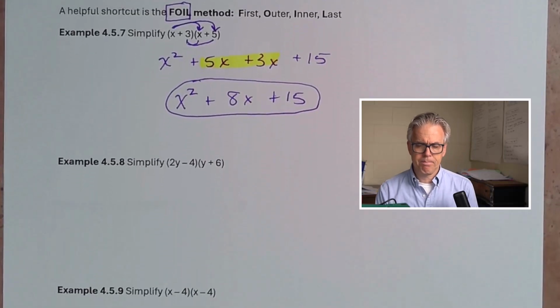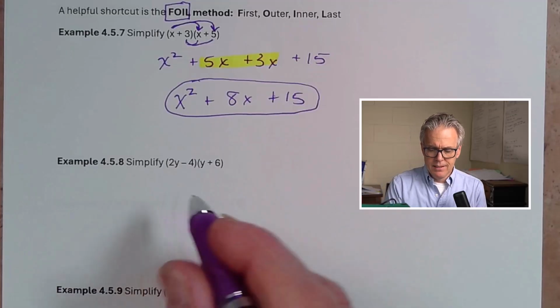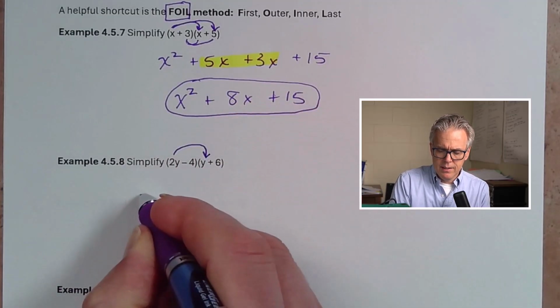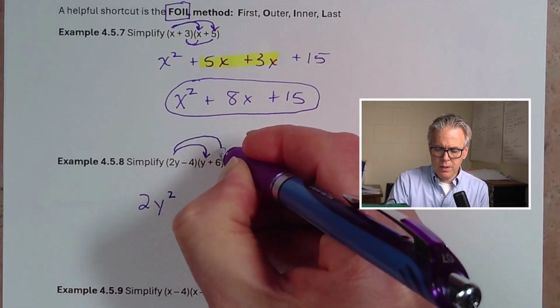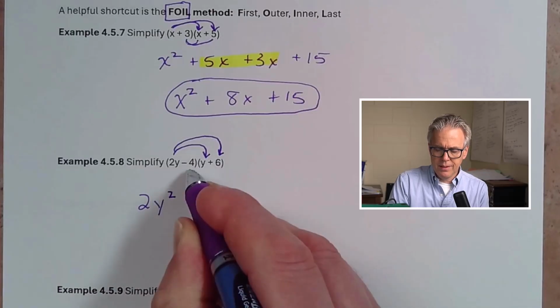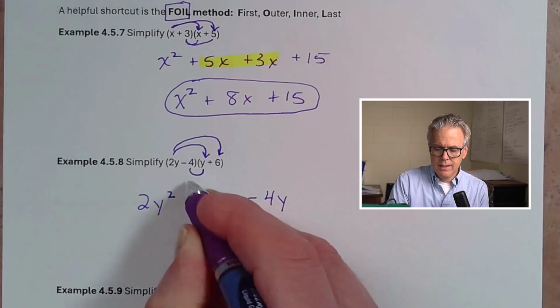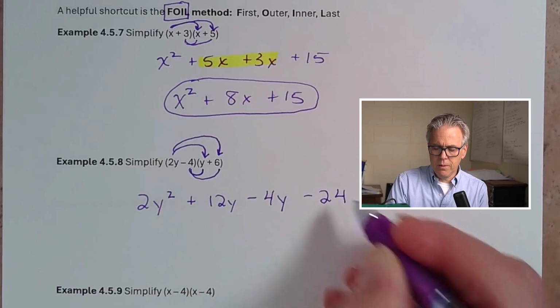Okay, try this one. I recommend pausing the video, see if you can do this one ahead of me, and then come back. Welcome back. So we're going to do the same thing. We're going to say 2y times y is 2y squared. And then 2y times 6 is a positive 12y. Negative 4 times y is a minus 4y. And then negative 4 times 6 is a minus 24.